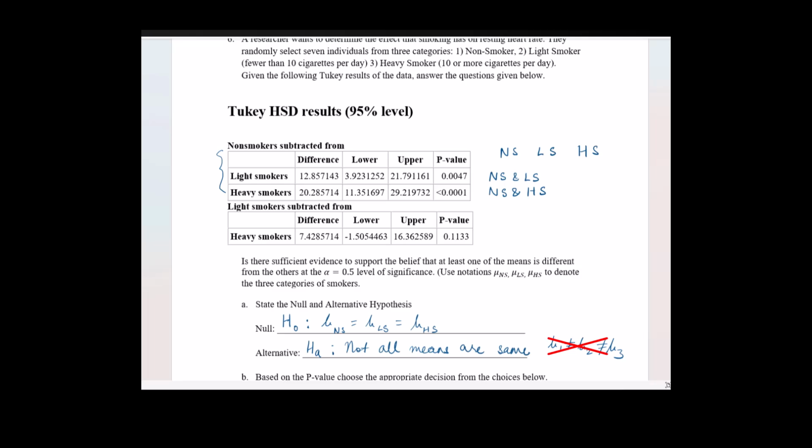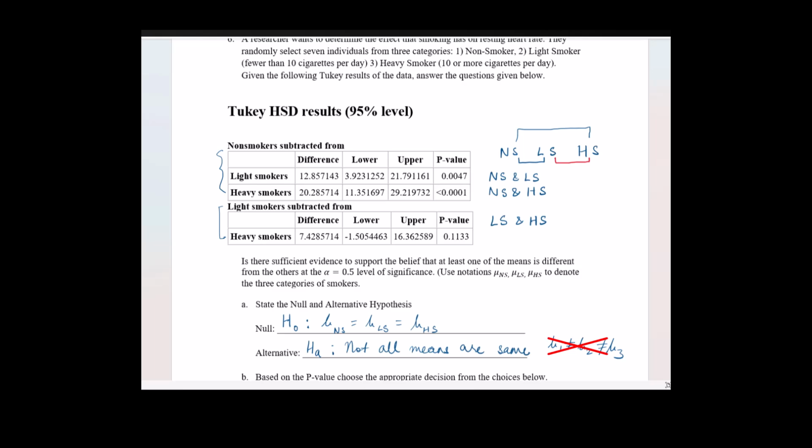In the second table, it's comparing light smokers with heavy smokers. So there are 3 sets of comparison. The first one is non-smokers and light smokers, then it's non-smokers and heavy smokers, and then finally we have light smokers and heavy smokers. That's the three sets of comparisons that we are making.